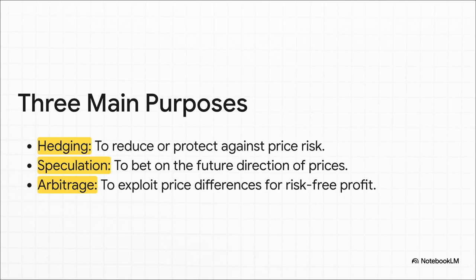This is about taking on risk in the hopes of making a profit, basically betting that a stock's price is going to go up or down. And third is arbitrage. This is the really clever one. It's about finding tiny, fleeting price differences between two markets and exploiting them to lock in a completely risk-free profit.